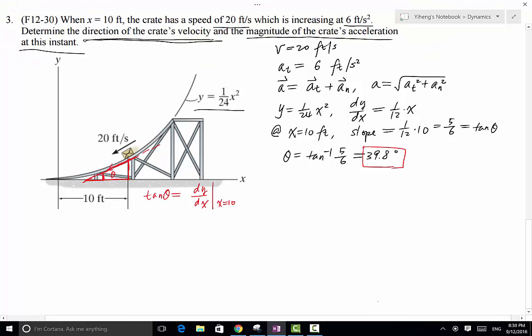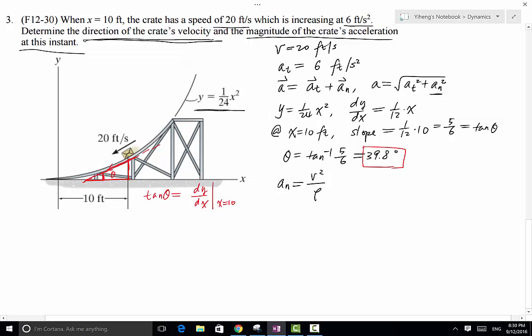So for the second half, to determine the magnitude of the crate's acceleration, we already said that we need a_n, which is the normal acceleration. And a_n equals v squared over rho. The rho is the radius of curvature, and we already know what v is, which is 20 feet per second. That is a given. So we only need to determine rho.